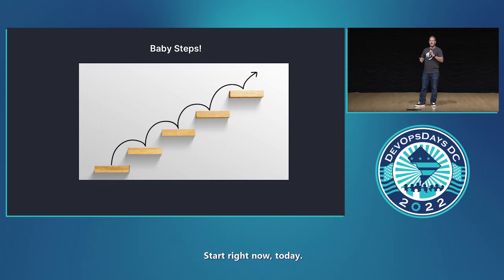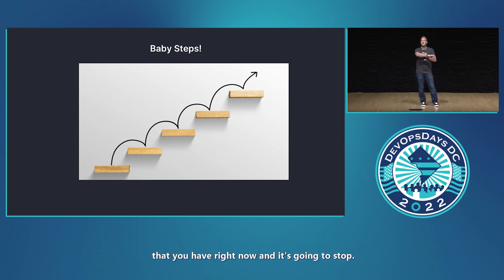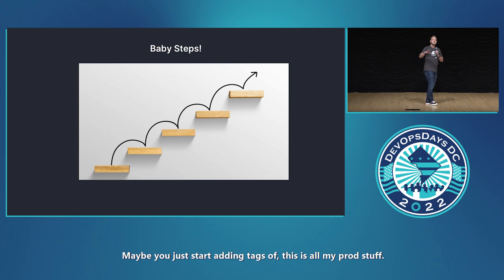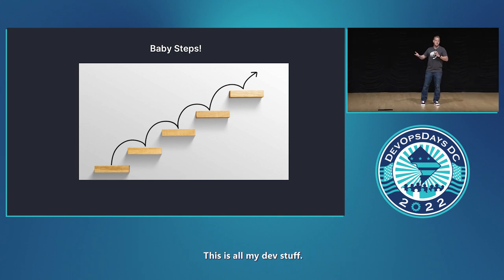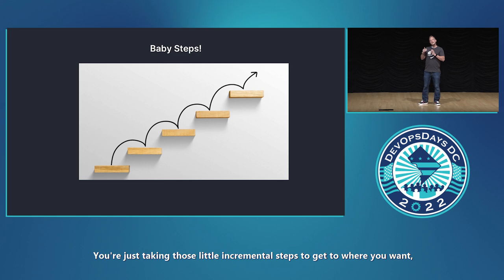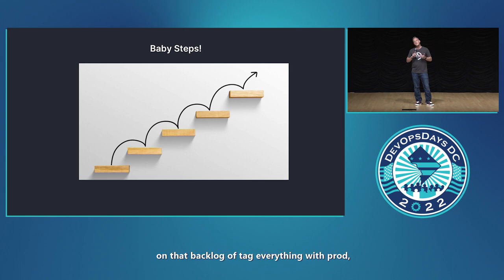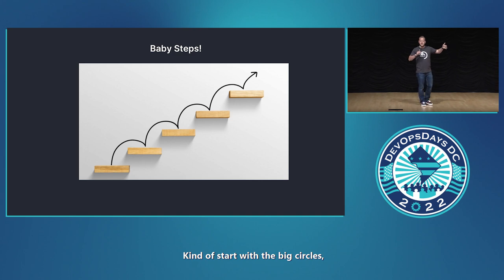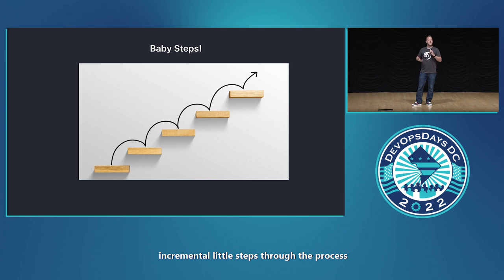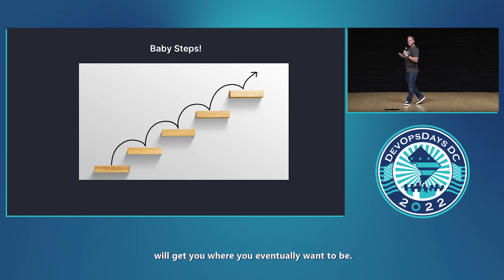Start right now today. Every new thing that goes out the door into the cloud, tag it, period. So you're immediately going to take the backlog that you have right now, and it's going to stop. You're not going to get any bigger. You just go out there, tag. Maybe you just start adding tags of, this is all my prod stuff. This is all my dev stuff. You're just taking those little incremental steps to get to where you want. And then eventually you can start working on that backlog of tag everything with prod, tag everything as a web server. Kind of start with the big circles, making those circles smaller. Incremental little steps through the process will get you where you eventually want to be.